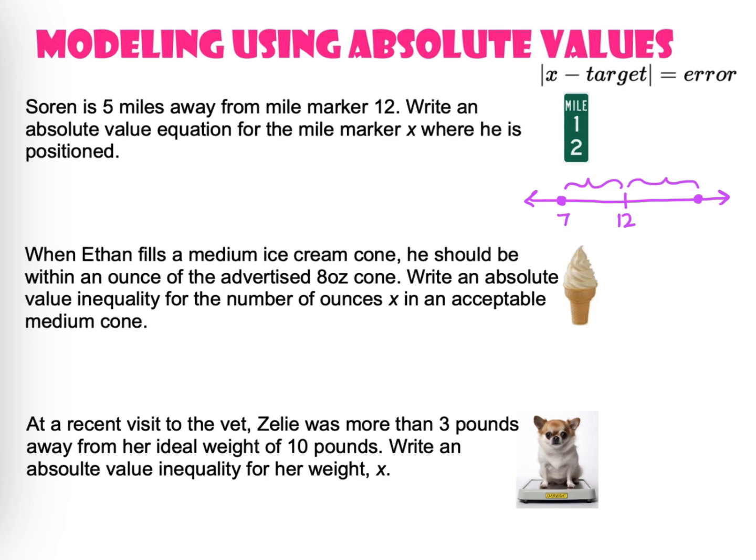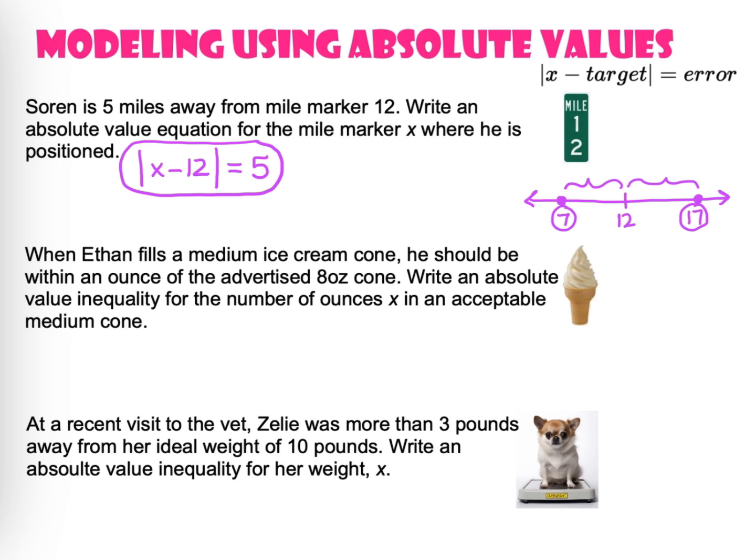So, I mean, we could do the math here. We'd be between mile markers 7 and 17. The point is not solving these, though. The point is setting them up as a model. So we are always going to say that x minus the target value, which is that number in the middle, equals how far away you are, or the error. So this is an equation with solutions of 7 and 17. But writing it like this tells us that the distance away from our target equals our error.